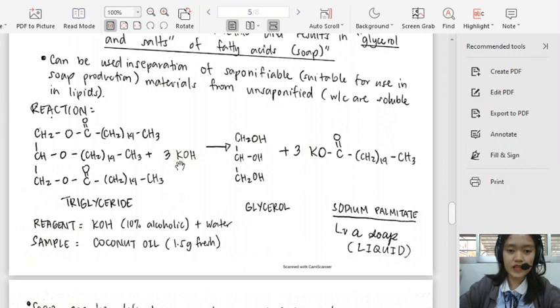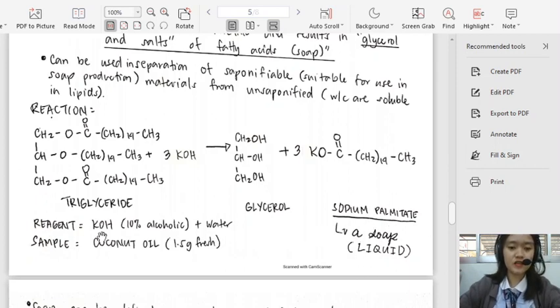Kasi K, okay? KOH ang ginamit mo na alkaline, okay? Or base. So, ayan. Diba, nahiwalay itong structure na ito. And then, you will form this one. Dito ka mag-add ng K. So, KO, C double bond, oxygen, CH2 14, and CH3. So, itong potassium palmitate is the liquid soap.